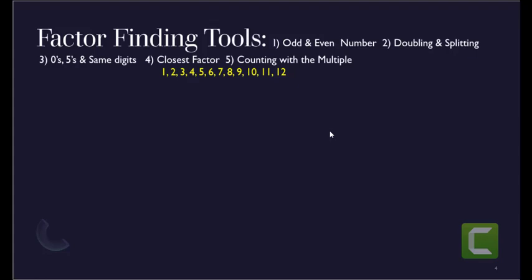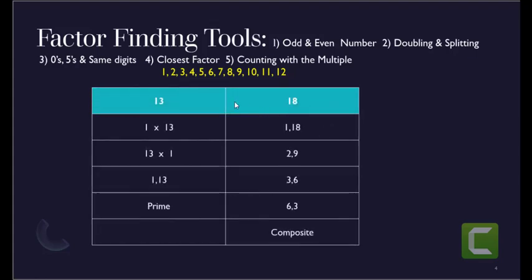I have a chart I'm going to show you here with two numbers, 13 and 18. And you can see I have my factor finding tools here, which are the things you need to remember. Number one, always look for odd and even numbers. And based on odd and even number patterns, you're going to double or split numbers. You do that all the way through your numbers and your factors.